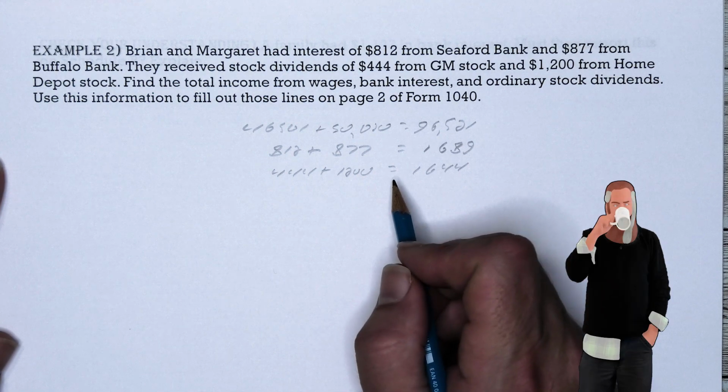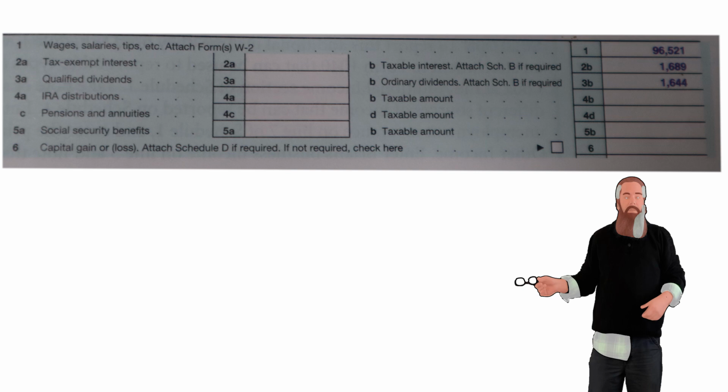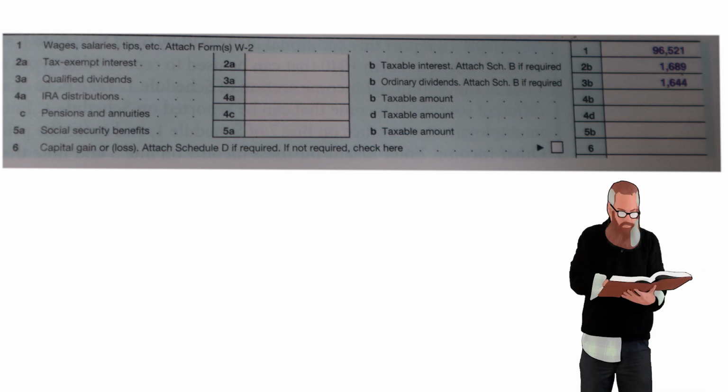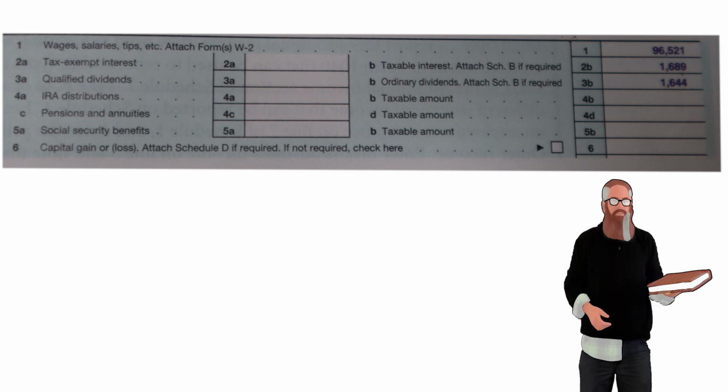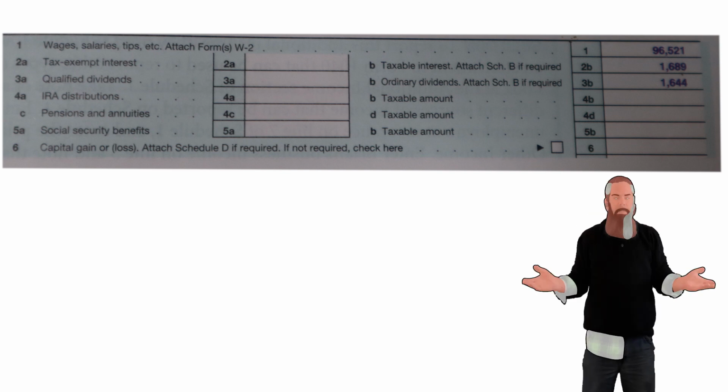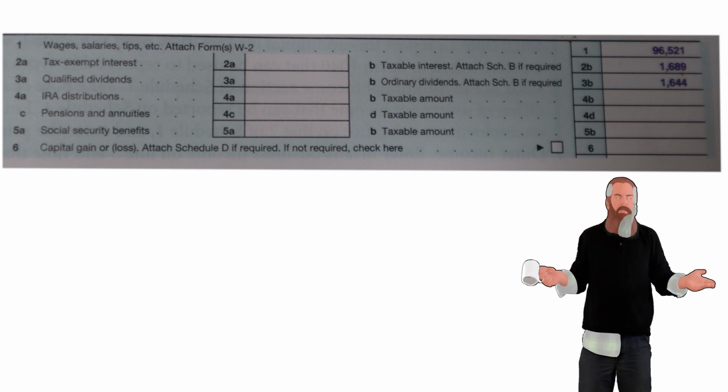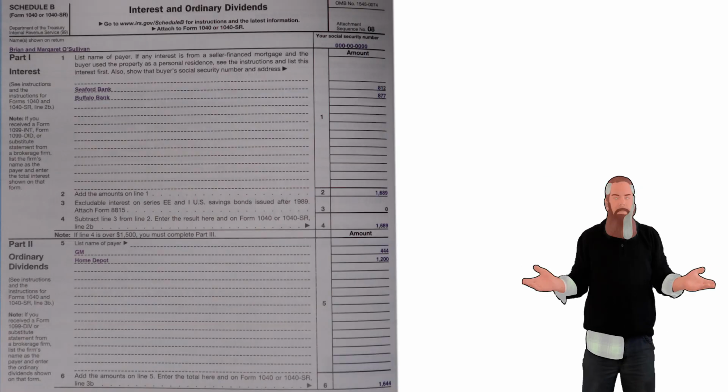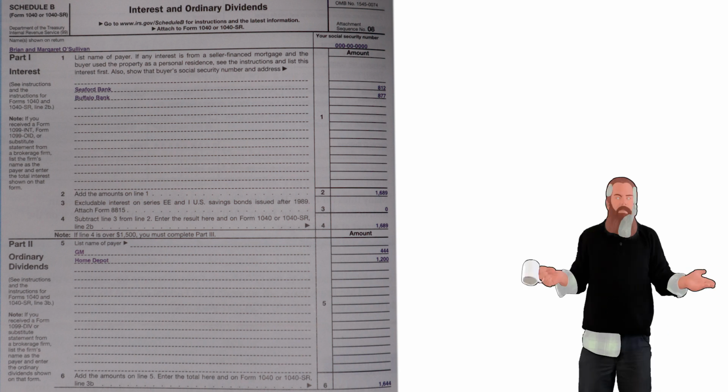These totals are entered into the 1040 on the appropriate lines. If either the interest or the dividend amount is greater than $1,500, they must complete a Schedule B. Both their interest and dividend amounts exceed $1,500, and here is their Schedule B filled out. Schedule B gets attached to Form 1040 either as an electronic file or stapled to a paper return.